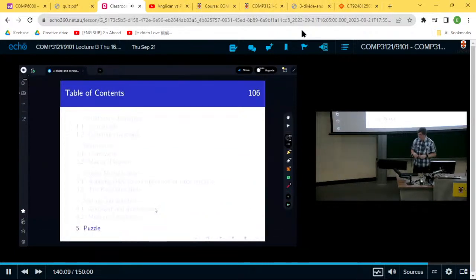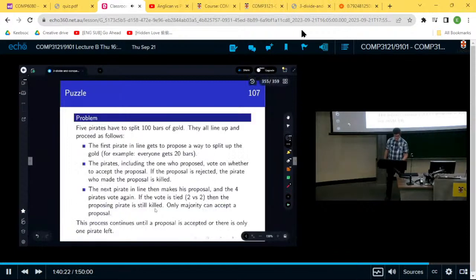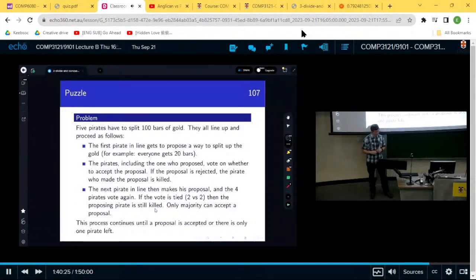Okay, that's it already for the lecture. Do we have any questions about quicksort or quickselect? Okay, then I'll just leave you with a puzzle for the end.